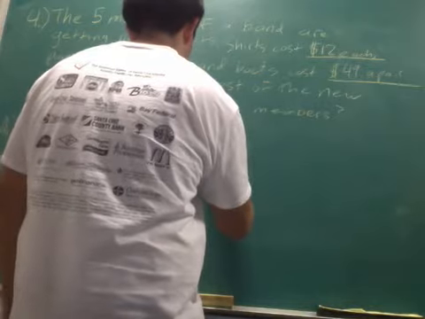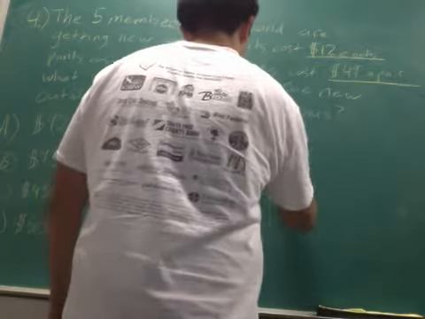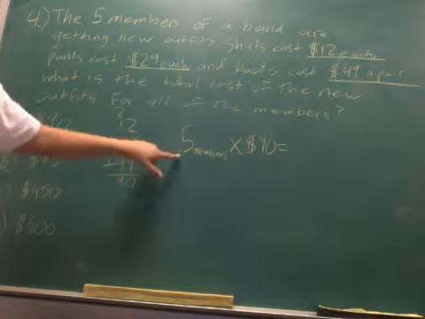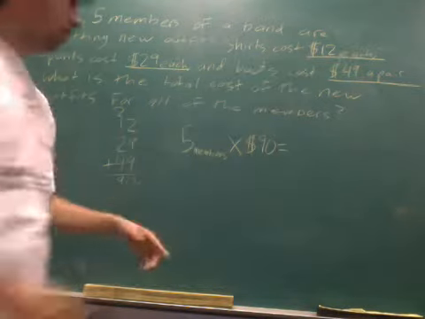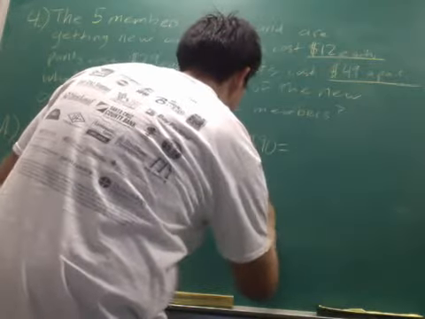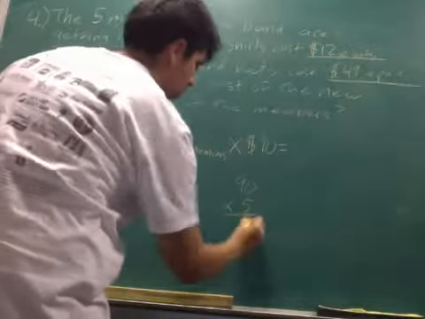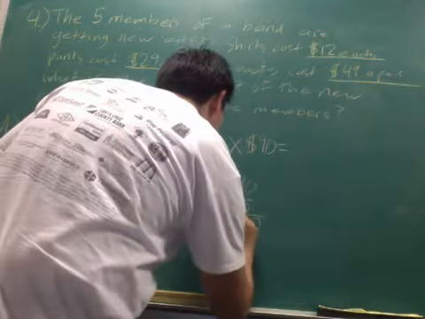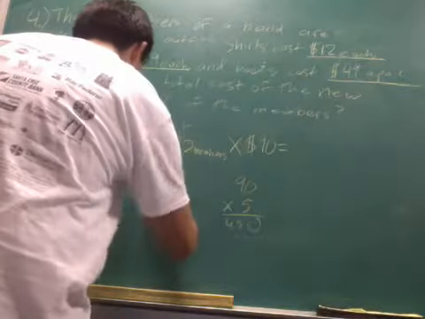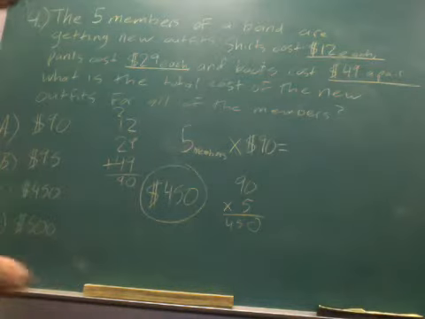5 members times $90, which I'm just writing out. If you don't know how to do this, let's do it like this. 90 times 5. 5 times 0 is 0. 5 times 9 is 45. So the total cost is going to be $450, which is this option right here.